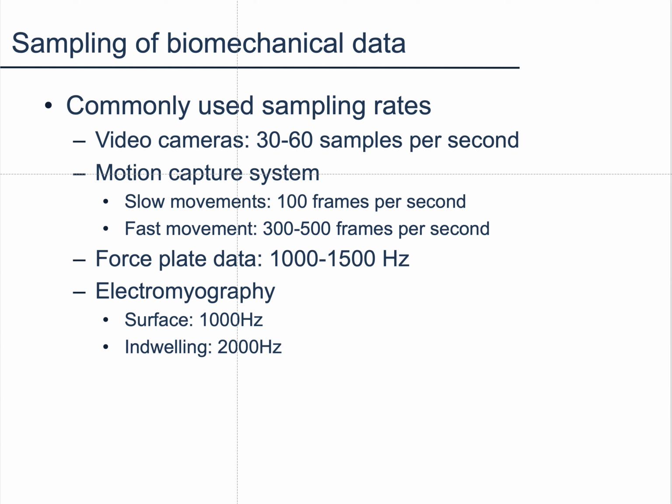The force plate data are typically collected at 1000 Hz. The signal from the electromyography are sampled at 1000 Hz for surface electrodes and 2000 Hz for fine wire electrodes.